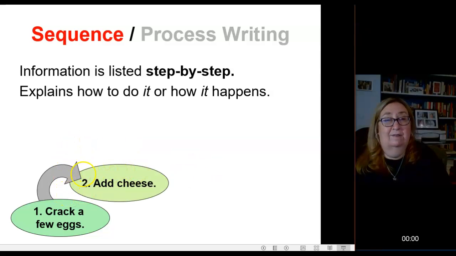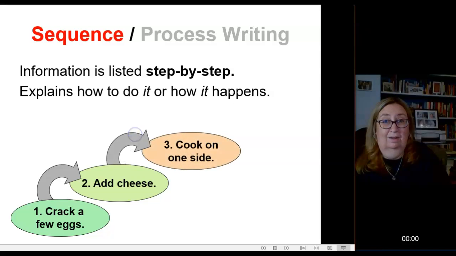So now I'm going to assume this is going to be a recipe, and I need to crack a few eggs into a bowl and then add some cheese into that bowl and then cook them on one side. This sounds like a recipe for an omelet, but they're assuming that I understand a whole lot of things. These are the steps that I need to take, but I need to be very clear with my expectations if I'm writing to tell someone what to do.